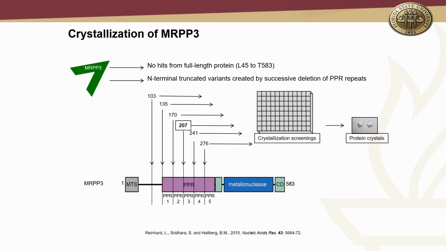So when we did not get the crystals of the full-length MRPP3 protein, we generated several truncated variants by successive deletions of 1 or more PPR repeats. So one such variant, which started from residue number 207 until residue number 583, crystallized, and we were able to screen all these different variants for crystallization. And finally, we got a very high resolution crystal structure of the variant which started from residue 207. Thus, the optimization of crystallization and optimization of crystal hits have only positively contributed to my projects.